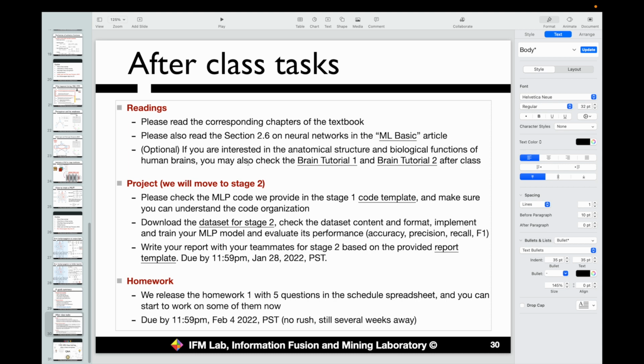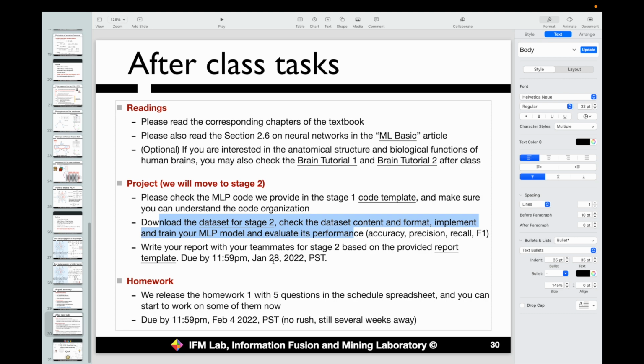For the project, we will move to stage 2, and please check the MLP code we provide in stage 1 in the code template. Make sure you understand the code organization as well as the contents of the code. And please also download the dataset for stage 2 and check the dataset contents and formats. Try to implement your own MLP model and also evaluate its performance. And write your report with your teammates for stage 2 based on the provided report template. The report is due by midnight of Friday, January 28th.